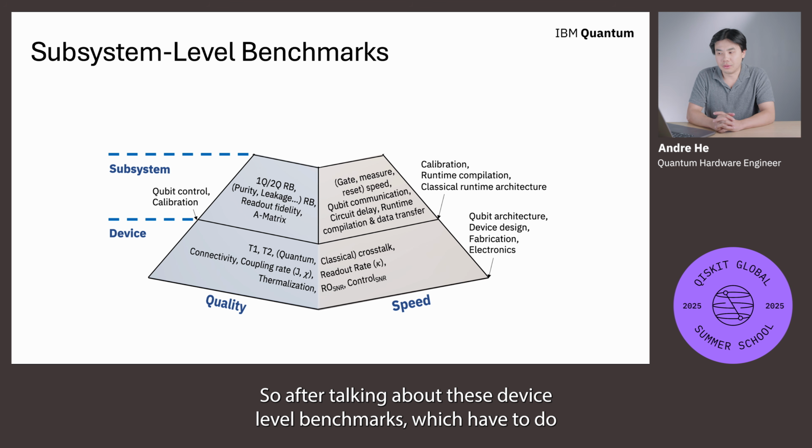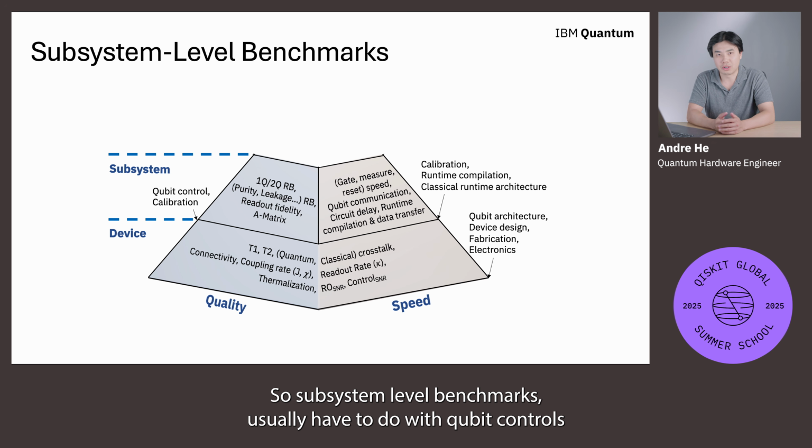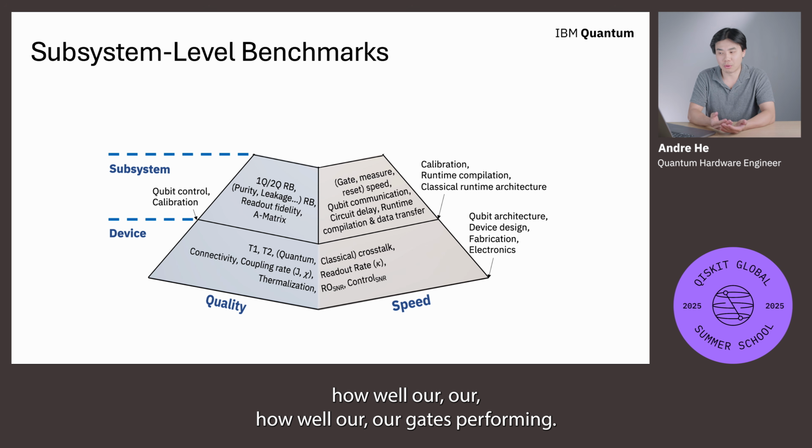So after talking about these device-level benchmarks, which have to do mostly with device properties, let's move on to subsystem-level benchmarks. So subsystem-level benchmarks usually have to do with qubit controls after we've calibrated them, and really what we want to see is how well are our gates performing.